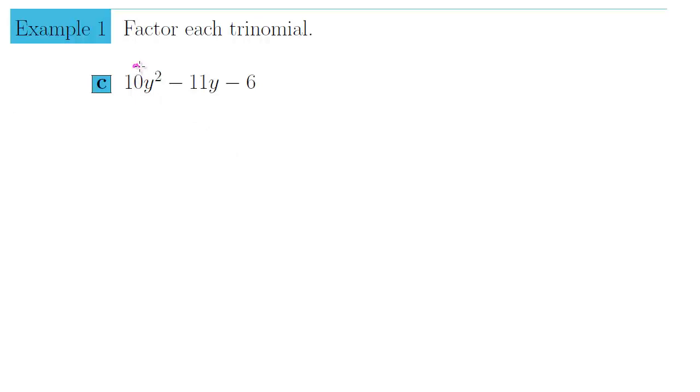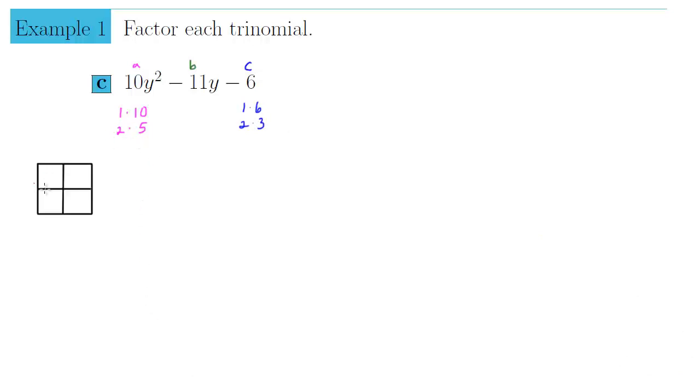Our a is 10. Okay, our b is negative 11, but we're only going to focus on the 11 portion. Our c is negative 6. We're only going to focus on the positive 6 for now. When you find factors of 10, you have 1 times 10 or 2 times 5. Factors of positive 6, you have 1 times 6 or 2 times 3. Now we start building our box.